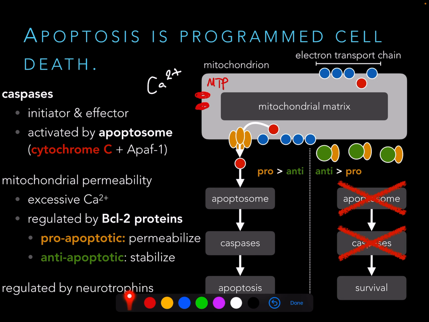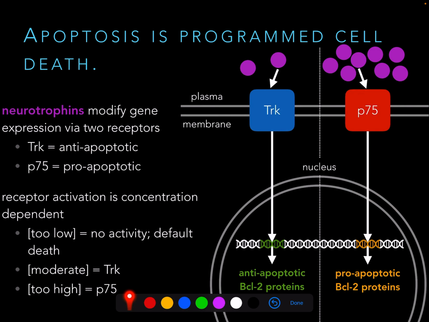Now that balance of pro versus anti-apoptotic BCL2 proteins is regulated by neurotrophins. This is a group of proteins that are there to keep neurons alive. They bind to two broad classes of receptors, which we will oversimplify a bit and say that TRK receptors are anti-apoptotic and p75 neurotrophin receptors are pro-apoptotic. And this is true except when it's not. We'll run with this generalization though. So my neurotrophins are up here. Those are the purple jelly beans.